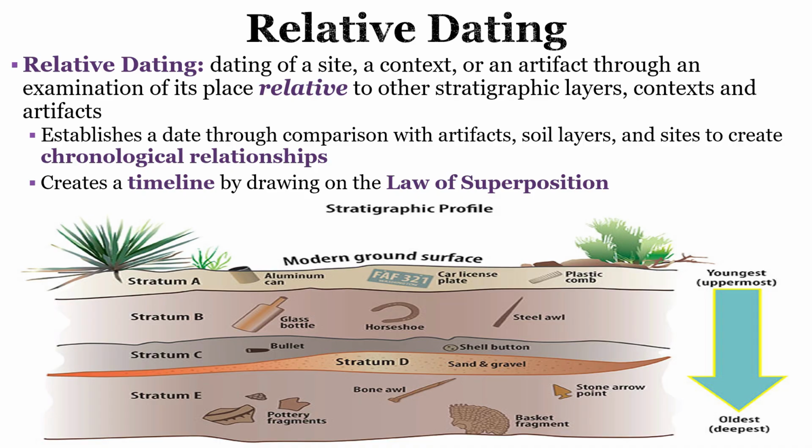This relative dating works in the middle as well. If you look at the layer labeled stratum B, you'll see the glass bottle, horseshoe, and steel awl are all in the same layer, which means they're all going to be older relative to the layer above them, the can, license plate, and comb.